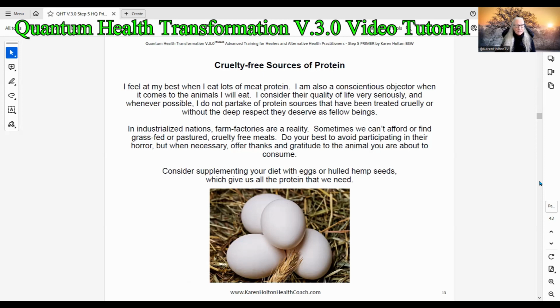In industrialized nations, farm factories are a reality. Sometimes we can't afford or we can't find grass-fed or pastured cruelty-free meats. Do your best to avoid participating in their horror, but when necessary, offer thanks and gratitude to the animal you are about to consume. Consider supplementing your diet with eggs or hulled hemp seeds, which give us all the protein that we need.